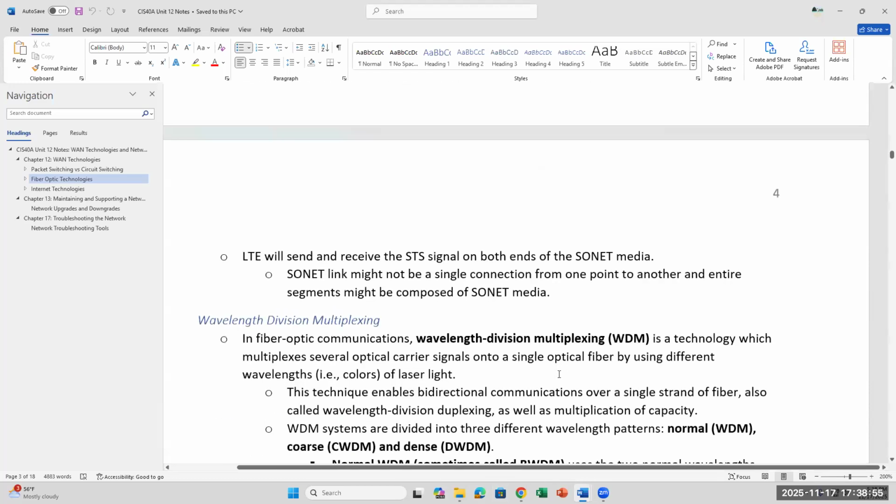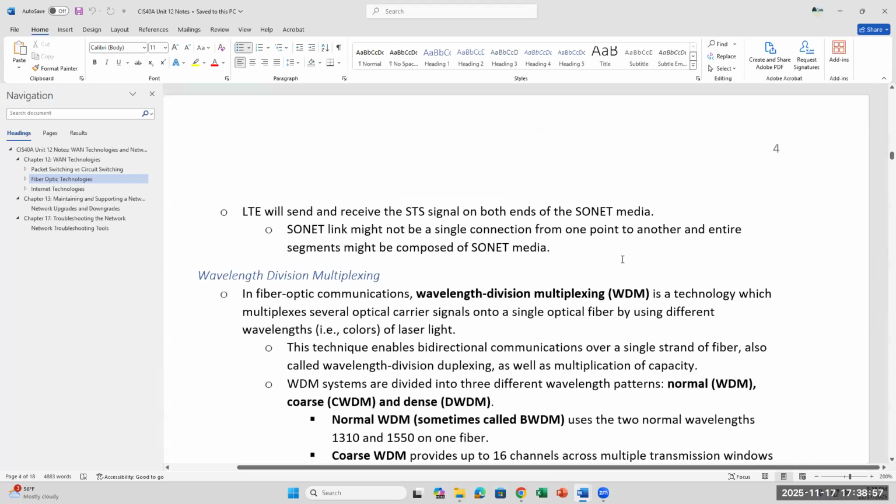Okay, so it talks about this, and then in the next part, it talks about wavelength division multiplexing. We already learned about multiplexing in the past, right? So what's multiplex? Duplex is when I can send and receive at the same time, right? Multiplex is what? Send and receive multiple.